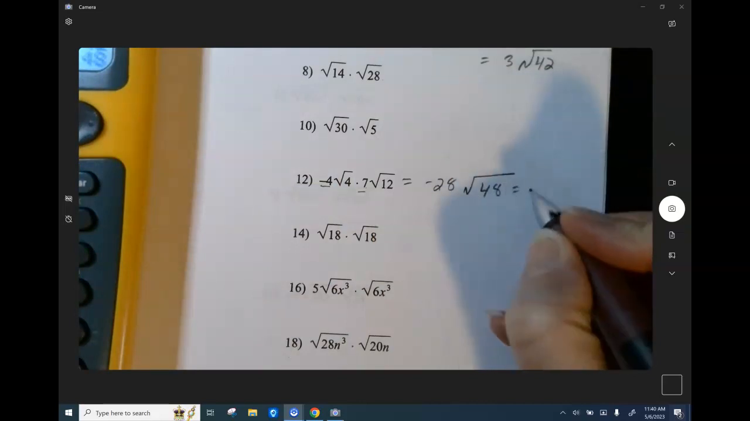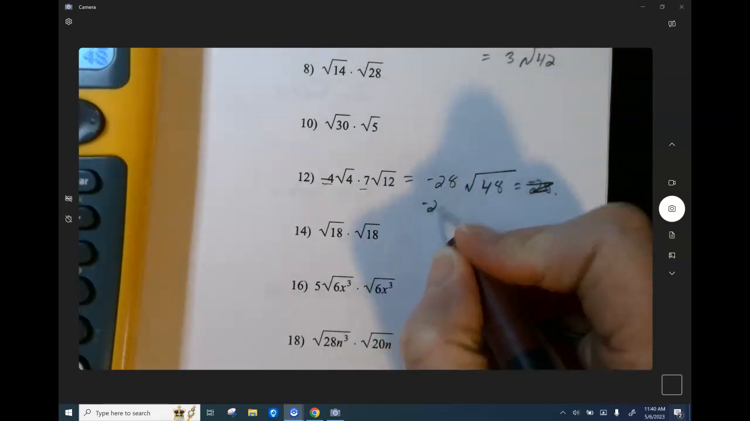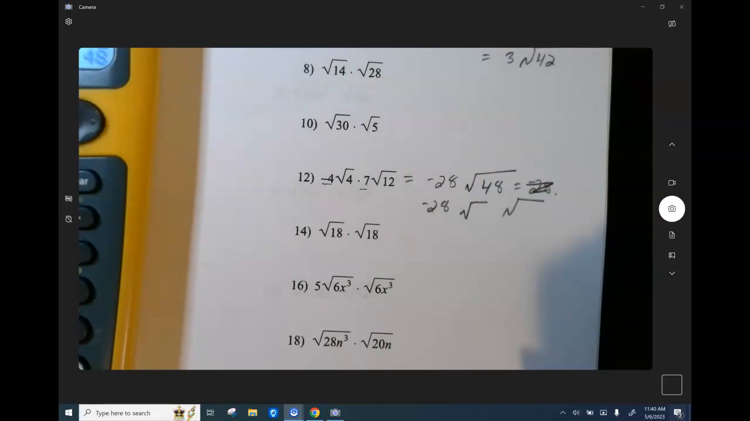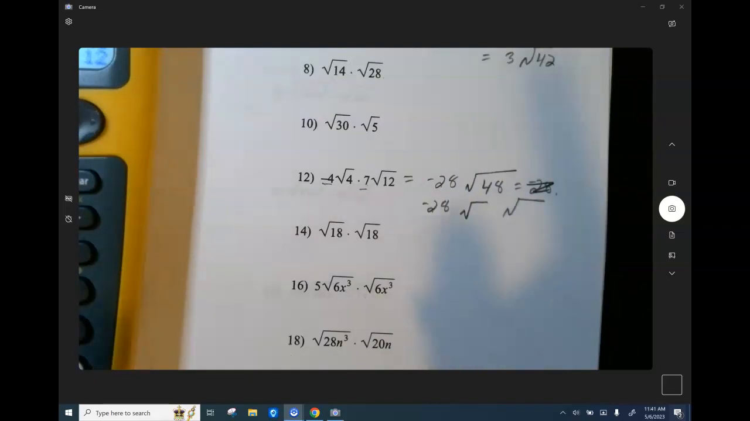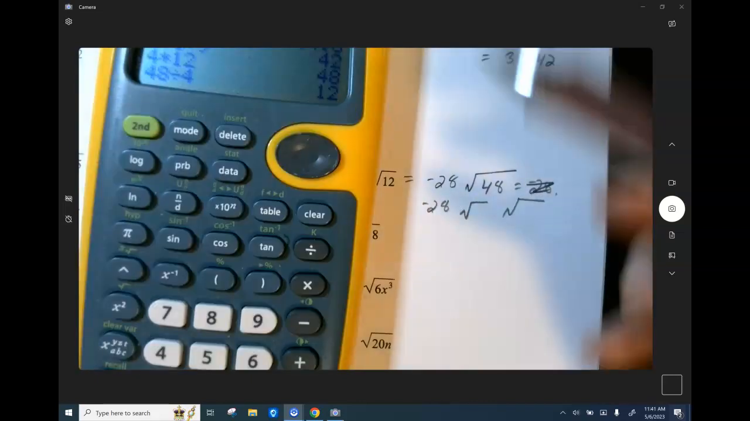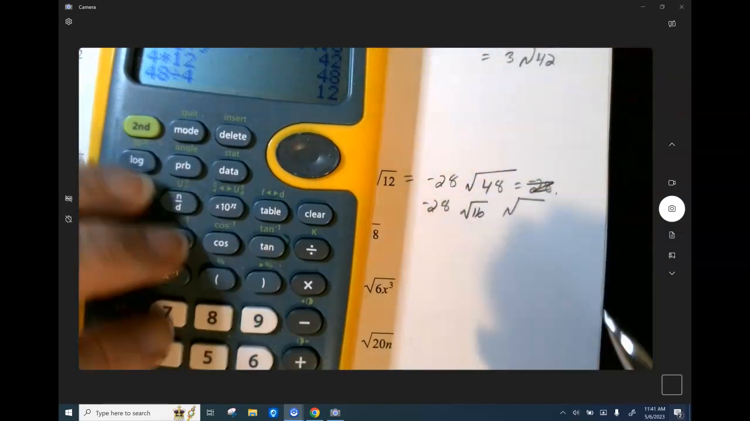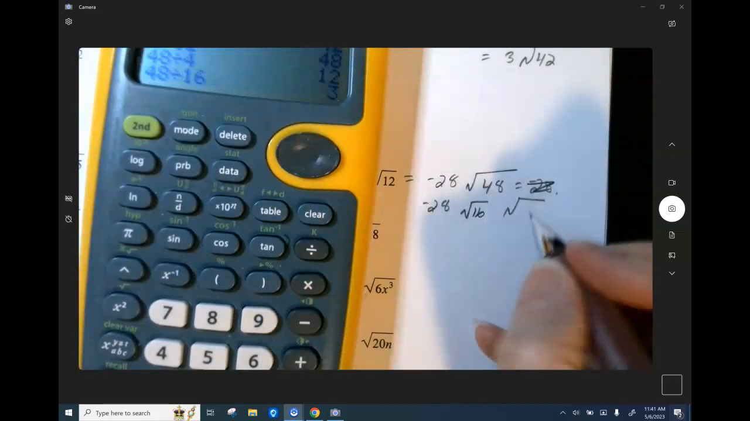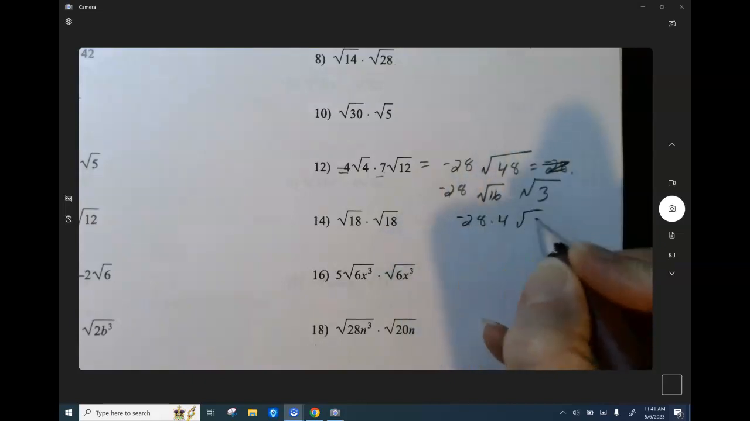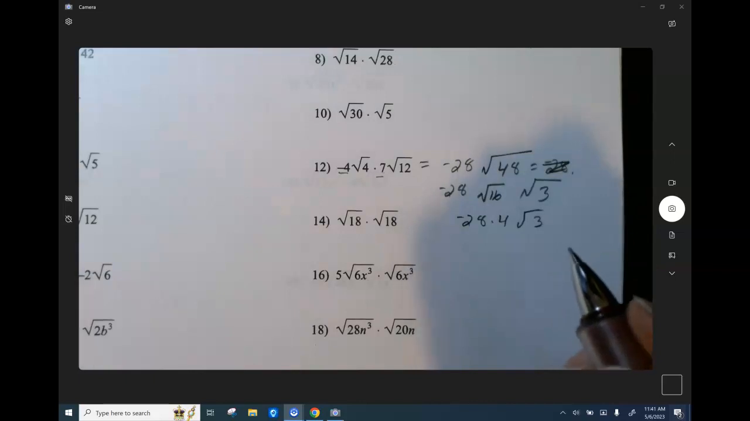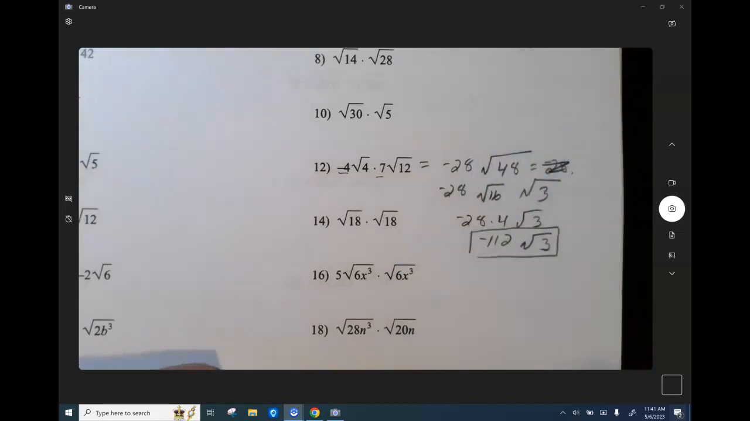Now I'm going to break it into, negative 28 hangs out. I'm out of space. I'm going to go down here. Negative 28. Now I'm going to break it into perfect square, non-perfect square. 48 divided by 4 is 12. But hold on. Look, I'm like, hey, that 12 has more numbers in it. 4 goes into it. So let's try 16. Take 48 divided by 16, and we get 3. So we get negative 28 times 4 square root 3. So that's going to give me 28 times 4, negative 112 square root 3. Good. Oh, yay.